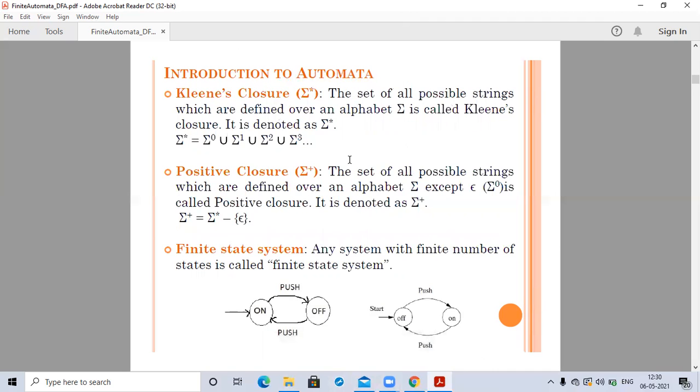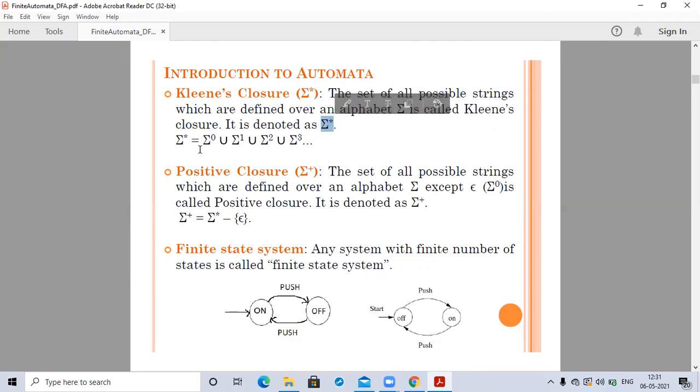And coming to the very important terms in our automata theory, those are the Kleene's closure and positive closure. So here we are defining our Kleene's closure over an alphabet set. Here Kleene closure needs to be denoted with sigma power star. This star is indicating Kleene closure. It's nothing but a set of all possible strings which are defined over an alphabet sigma, and this will be denoted with sigma star.